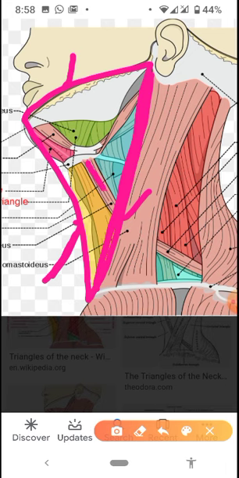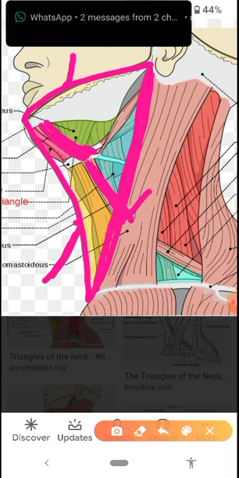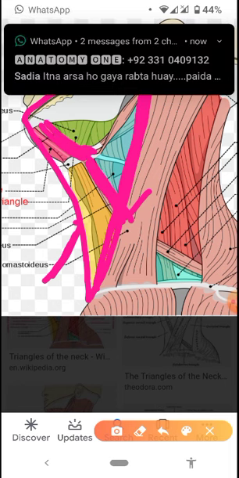This muscle is the omohyoid muscle, which is the superior belly of the omohyoid. This is the hyoid bone. This is the omohyoid muscle. This is the digastric muscle. Basically, the digastric muscle and this omohyoid muscle are dividing this portion of the neck, the anterior triangle, into four further triangles.